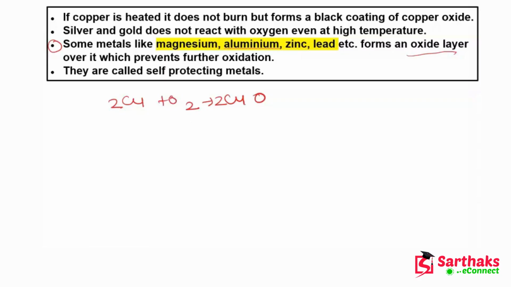Let me write it here. These are known as self-protecting metals. And why are we calling them self-protecting metals? Because they are preventing themselves from being further oxidized. So that's why they are known as self-protecting metals. So I hope, guys, the reaction of the metals with oxygen is clear to you. Now, after understanding this, let's move ahead to the next slide.